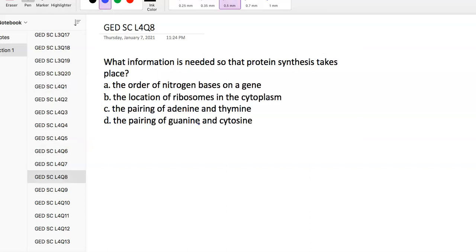All right, what do we got on this one? Question 8. What information is needed so that protein synthesis takes place? And that would be this. The order of nitrogen bases on a gene. So specific sequences of base pairs code for specific amino acids, which in turn build particular proteins. This means that the order of base pairs dictates which proteins will actually be created.